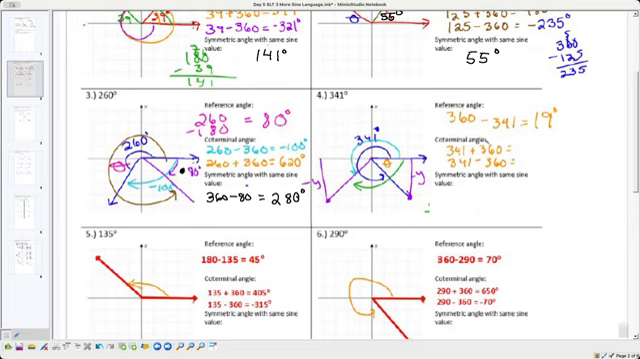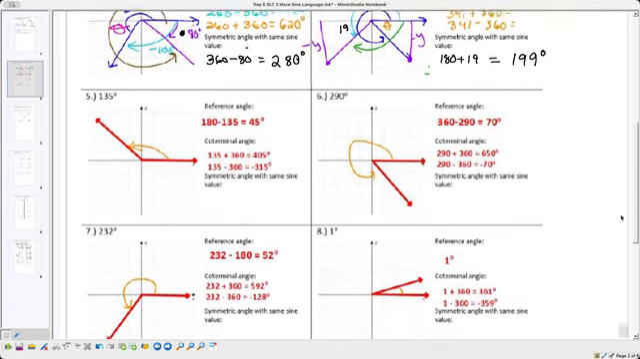Number 4, our angle 341 was in the fourth quadrant, and I had a reference angle of 19 degrees. You can see here in purple, I've drawn this has a negative y in the third quadrant, so I'll do 180 plus 19 to find that angle, and I get 199.